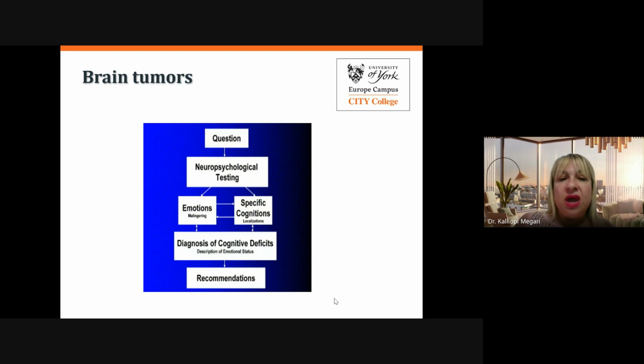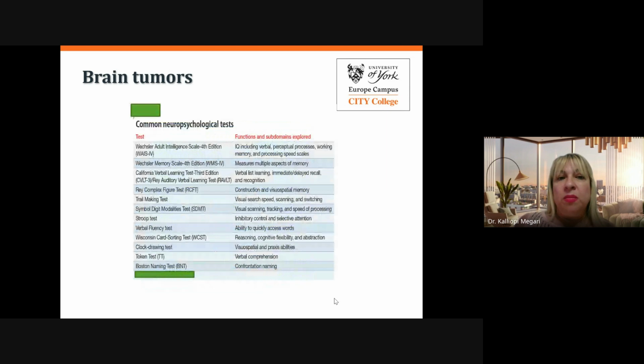And we have a diagnosis of cognitive deficits and a description of emotional status. And all this can be used in our recommendations for our patients. And these are some commonly used neuropsychological tests.